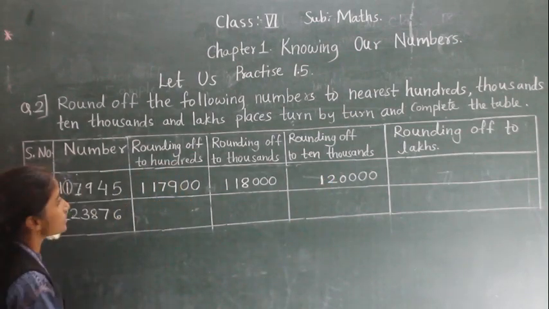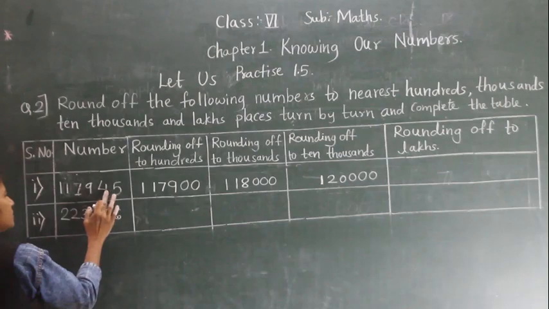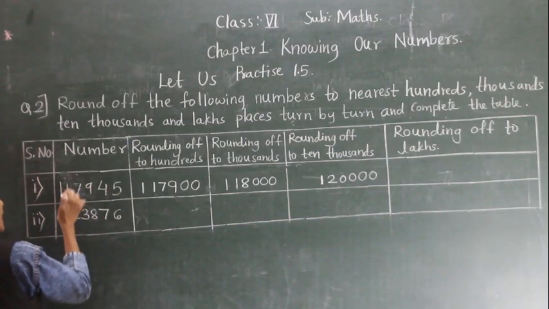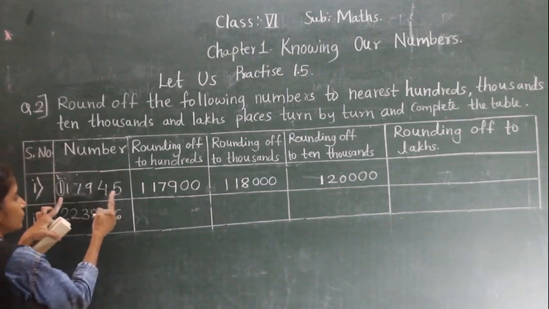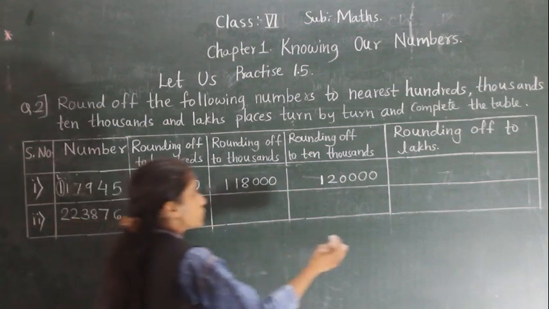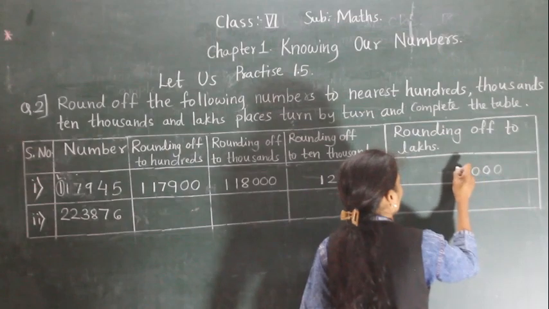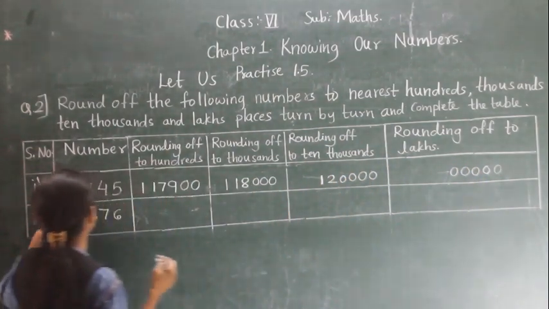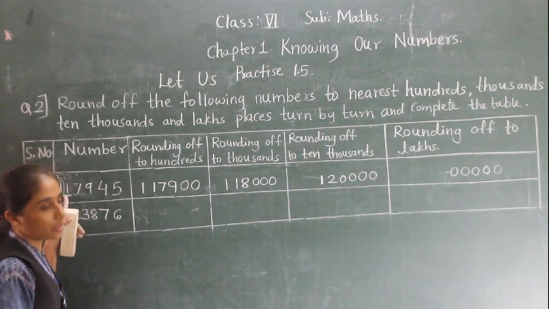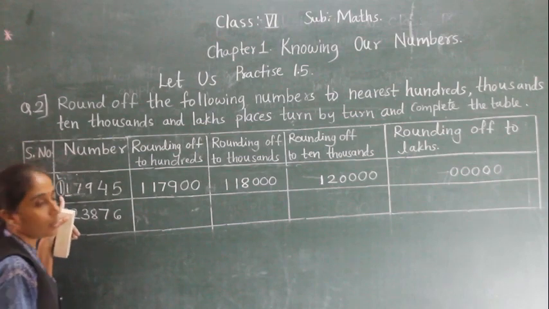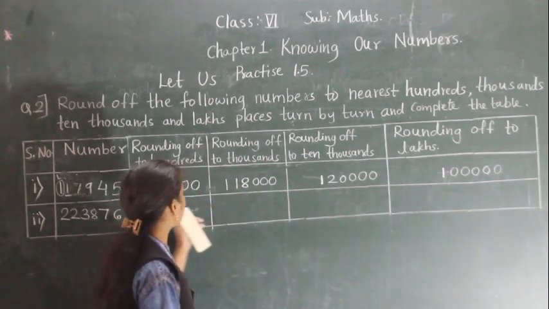Okay. Then next, rounding off to lakhs. So, see here, 1, 10, 100, 1000, 10,000, lakh. So this place we are going to round off. So give the zeros: 1, 2, 3, 4, 5. And check the digit from the 10,000 place. It is less than 5. So here the digit will not change. The digit will be as it is. Okay, everyone understood this, sir?